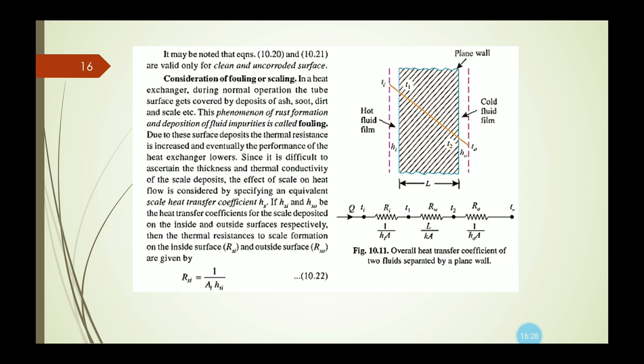So it is seen that in case of a heat exchanger, during its normal operation, the tube surfaces of the heat exchanger get covered by deposits of ash, soot, dirt and scale, etc. Now this phenomenon of rust formation and deposition of fluid impurities is called fouling.